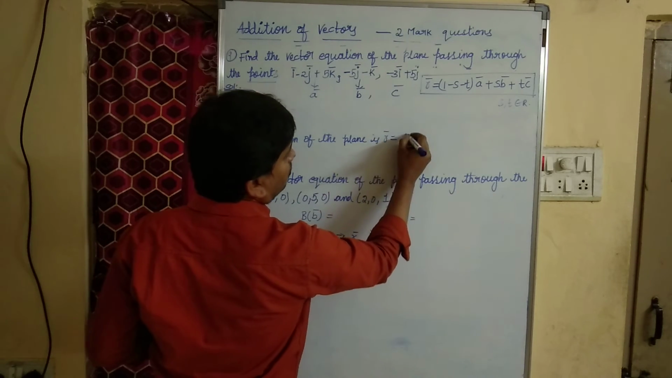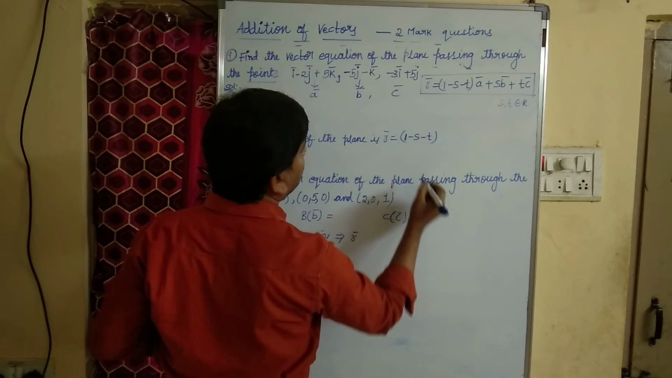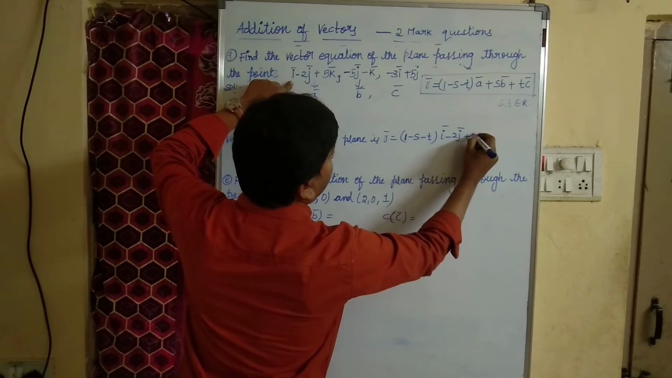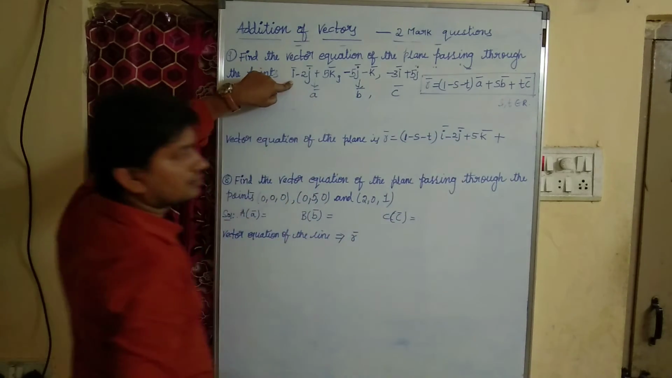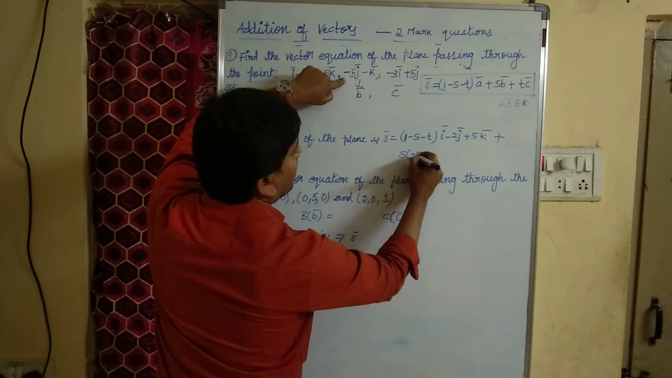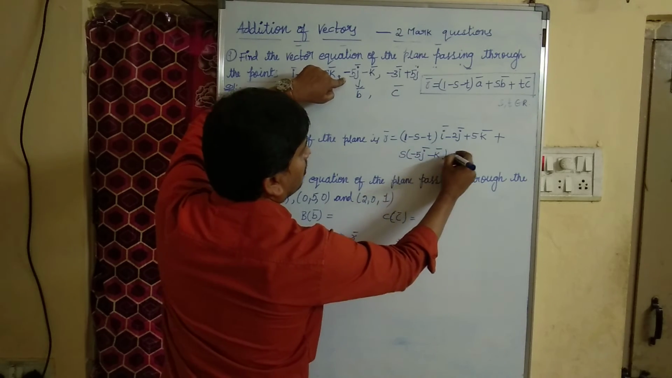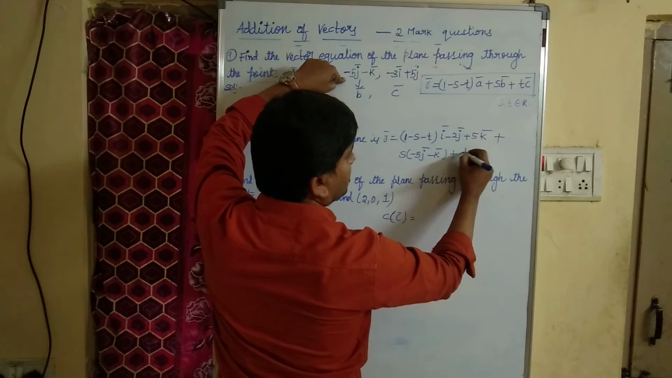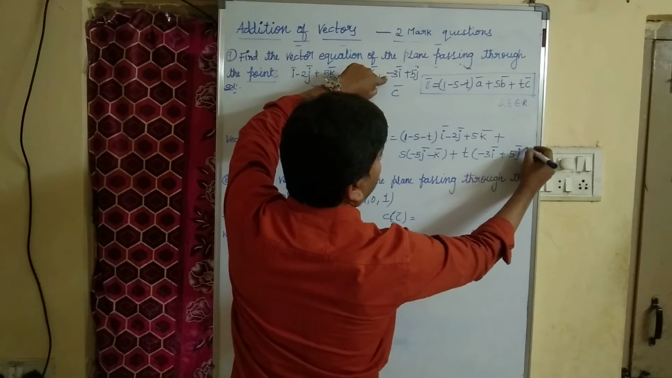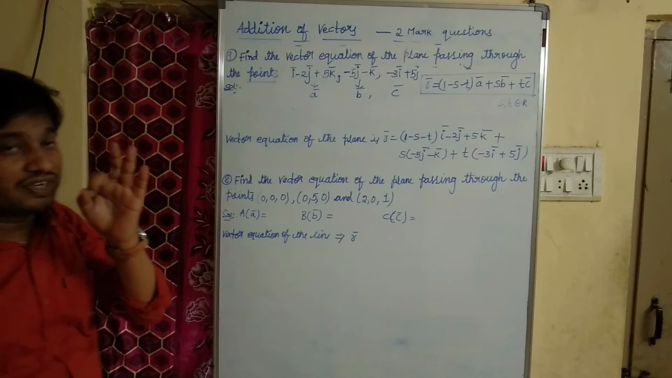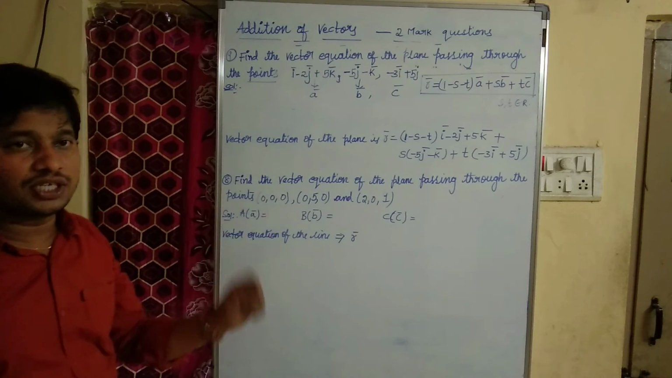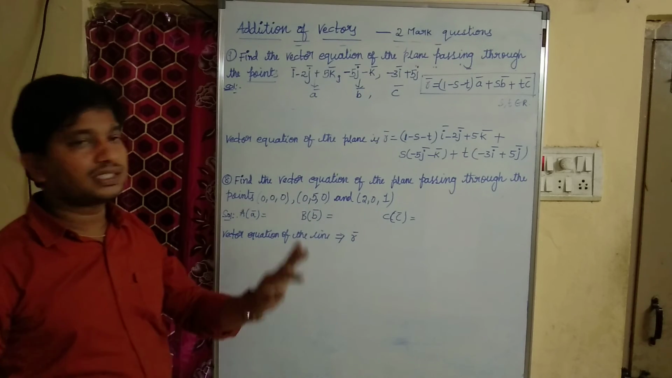r bar equal to (1 minus s minus t) into a bar. a bar means i bar minus 2j bar plus 5k bar, plus s b bar. s into, what is b bar? b bar is minus 5j bar minus k bar, plus t c bar. t into c bar is minus 3i bar plus 5j bar. The formula for the vector equation of the plane passing through the 3 points is r bar equal to (1 minus s minus t) into a bar plus s b bar plus t c bar.